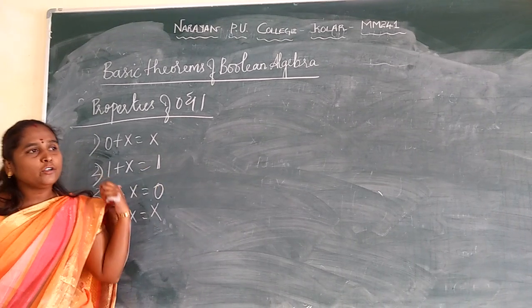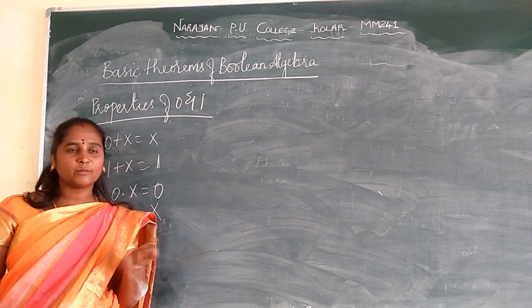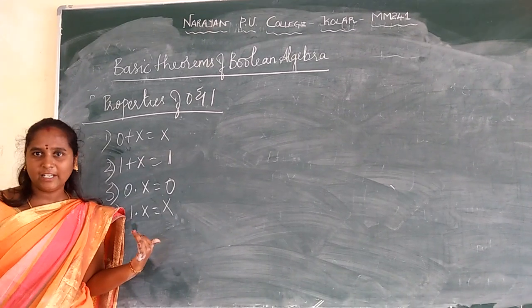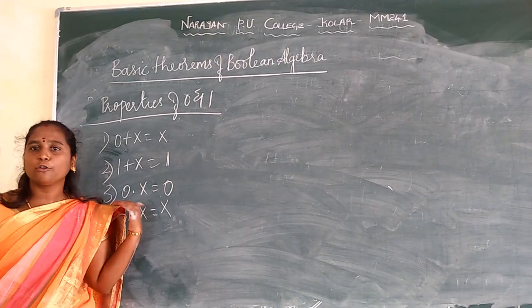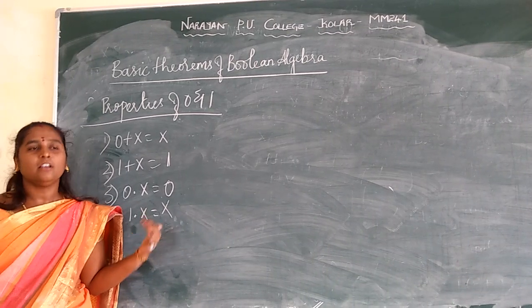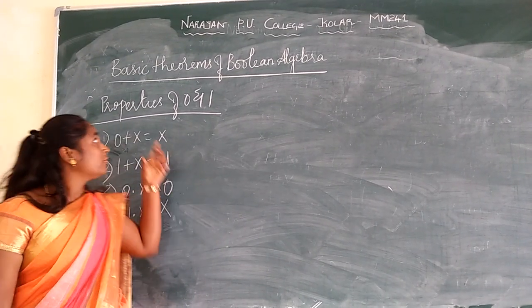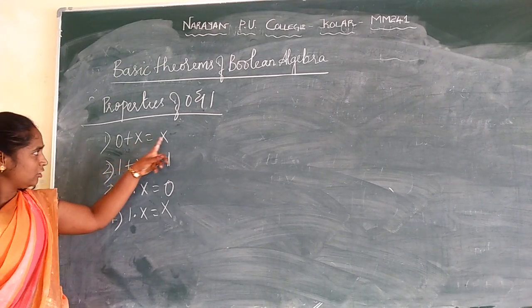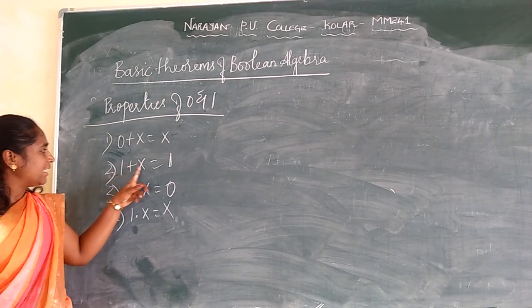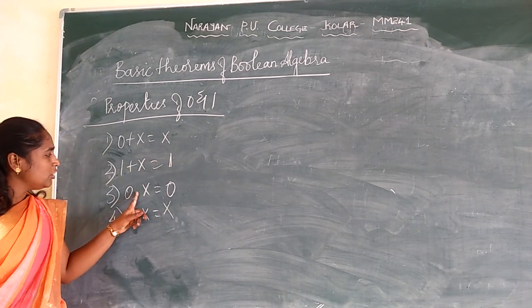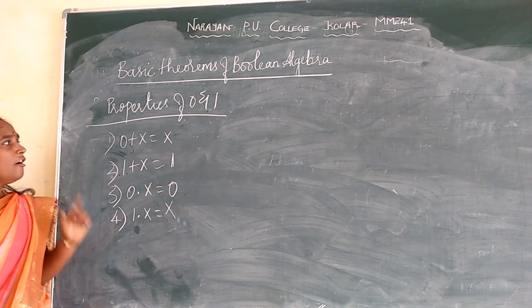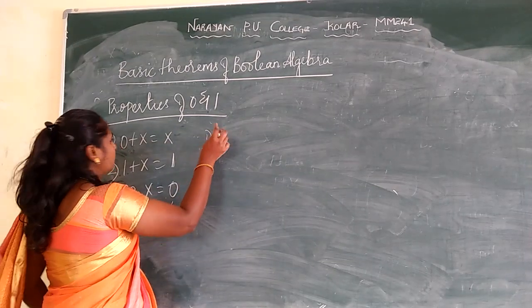So, how are you going to solve these Boolean theorems? By substituting the values of zeros and ones in the place of the variable. This technique we call proof by perfect induction. There are four properties of zeros and ones. The first property is 0 plus x is equal to x, 1 plus x is equal to 1, 0 into x is equal to 0, 1 into x is equal to x. First one we will solve.